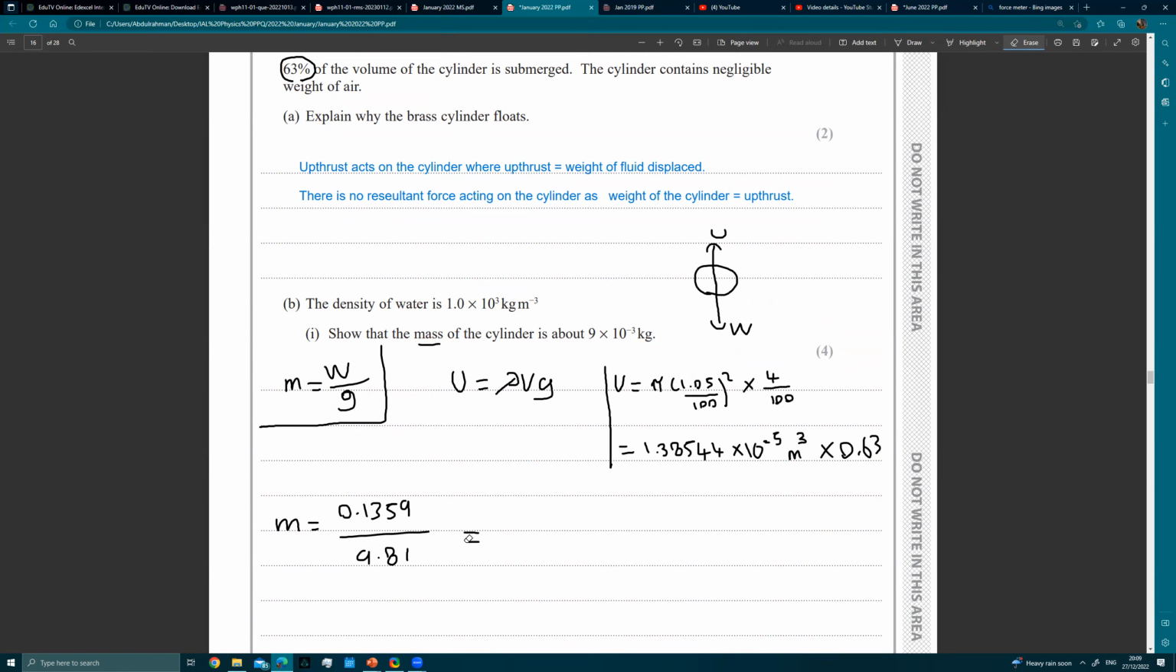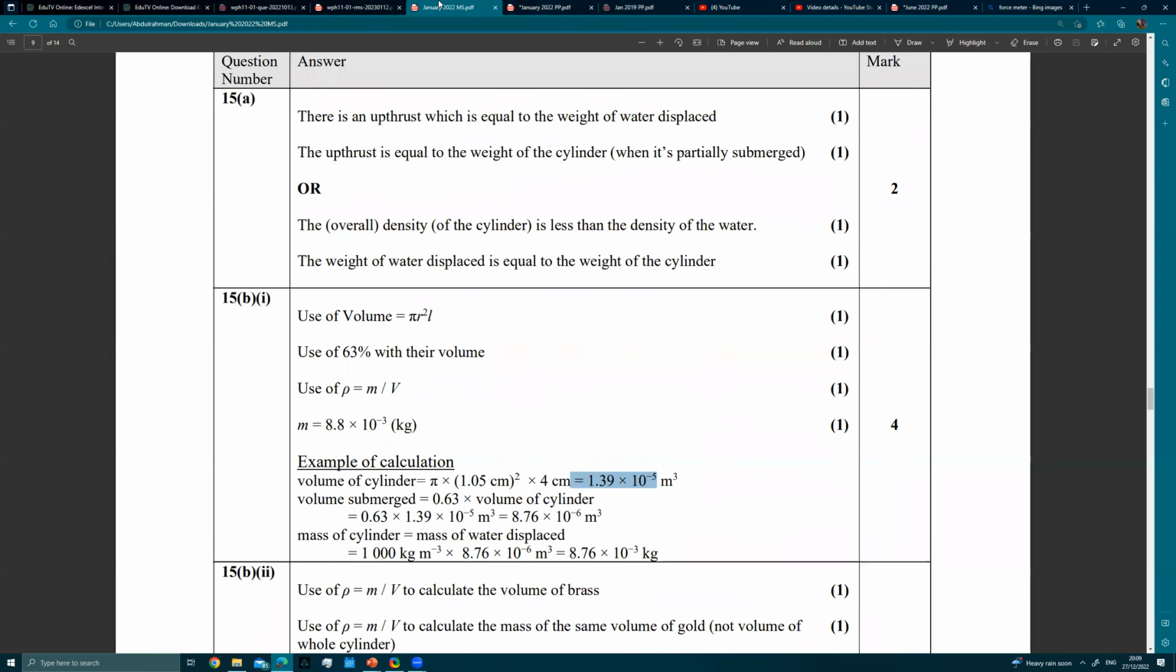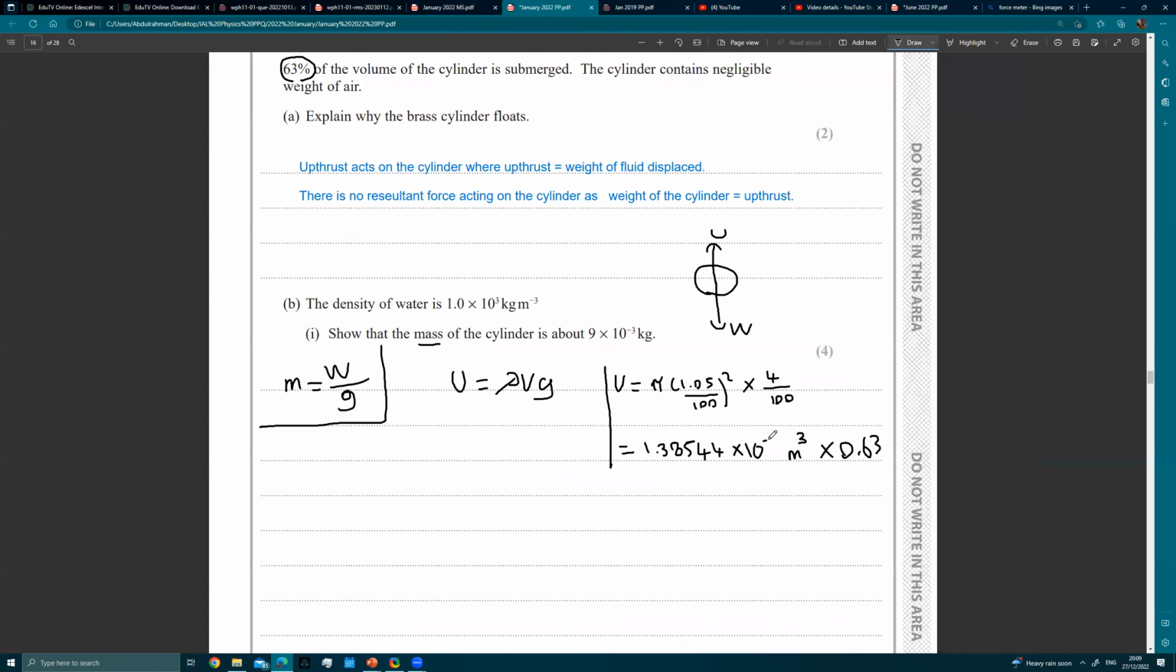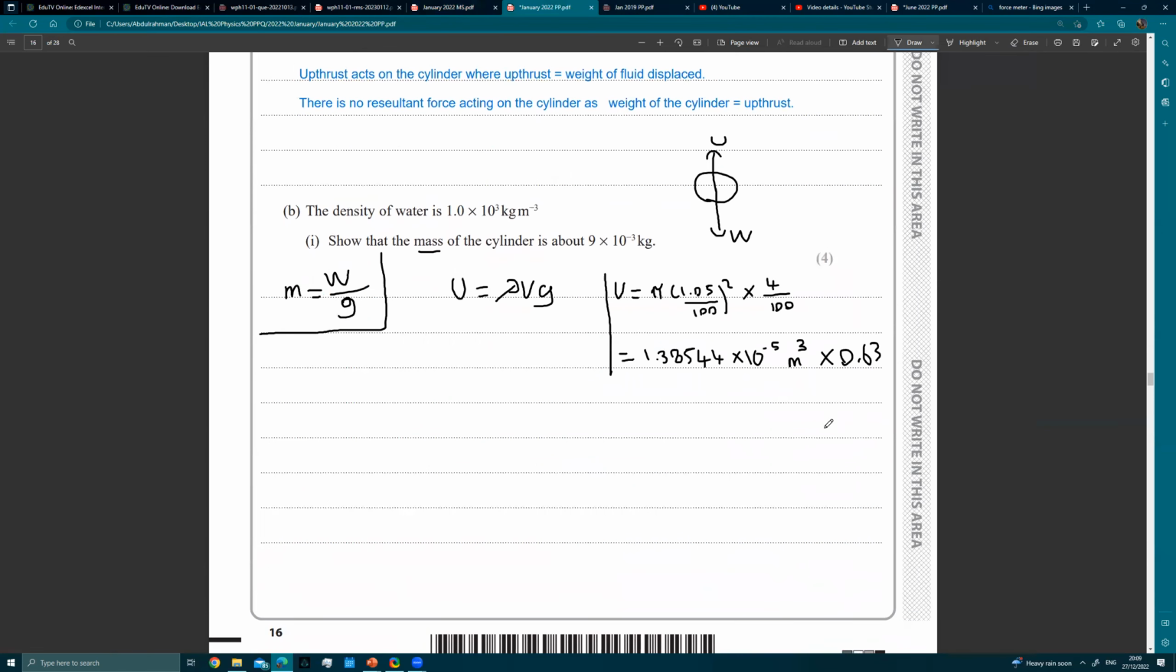So it's 1.3854 times 10 to the -6, or does the mark scheme say -5? -5, okay. Yeah, -5. 10 to the power 3. Oh yeah, okay. So now I'm getting 8.7 times 10 to the -3, which is the same as 9 times 10 to the -3.